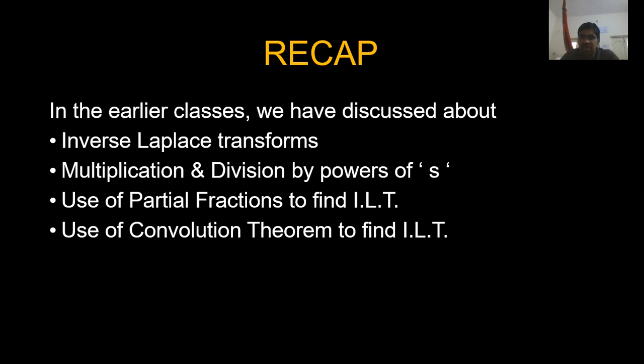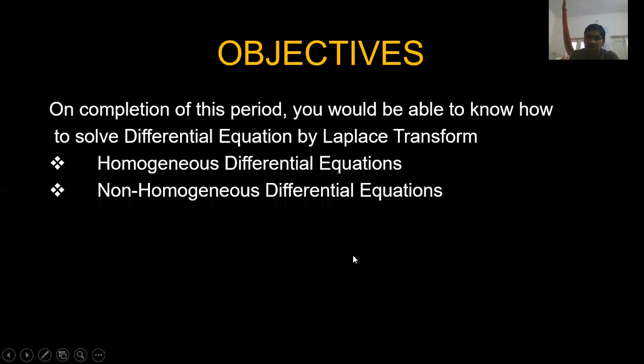And next we have seen the inverse Laplace transform by using the multiplication and division by powers of S method, and also using partial fractions, and by convolution theorem. So now in this class we are going to discuss how to apply the Laplace transform method to a given differential equation.